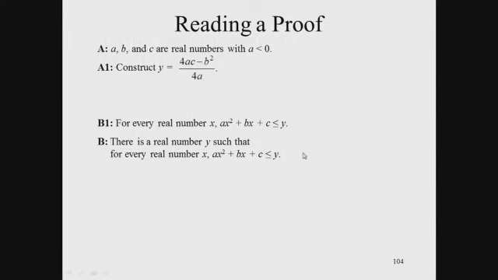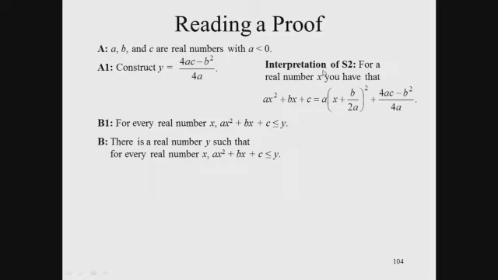All right, so here's where we are. These are our forward statements, including the construction of y. This is our last statement in the backward process. This is what the author has to show. Let's take a look at what the author says next. For a real number x, you have that. This is true. Now we need to understand where that came from in terms of proof techniques.